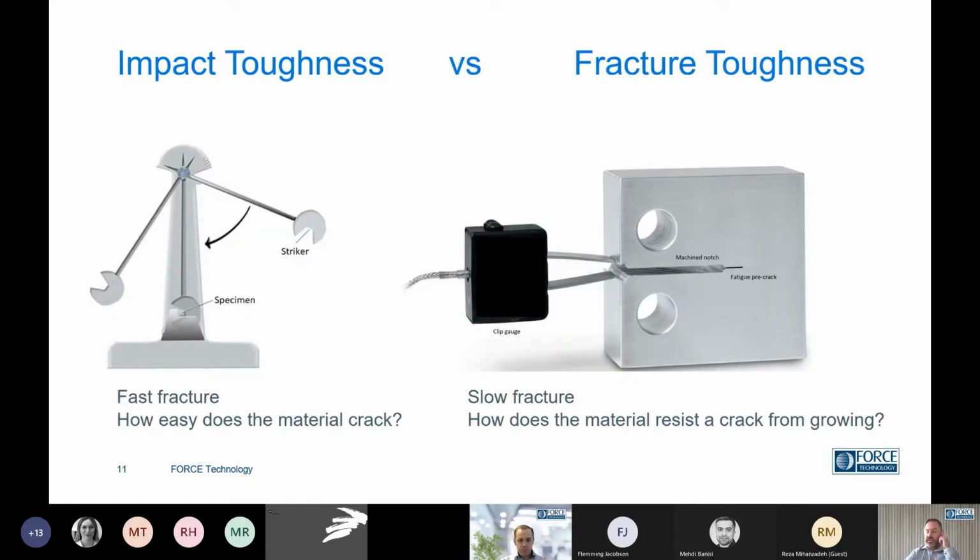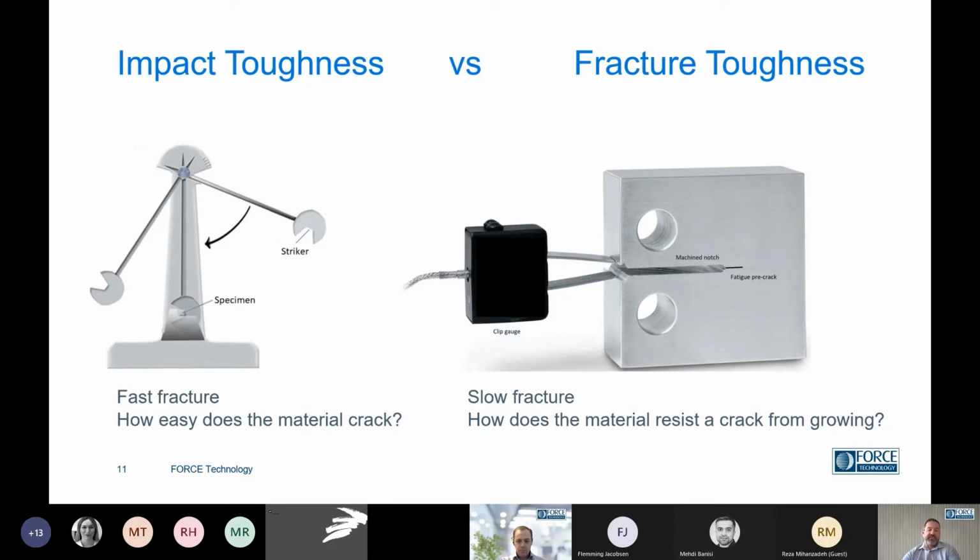Okay, so that was easy, but now I also have to separate impact toughness from fracture toughness, and they are not the same thing. Impact toughness gives us a fast fracture and gives us a quick general assessment. But if we want to evaluate a material's fracture toughness, we need to go a bit deeper. We need a lot more work. And the example here shows a typical setup for fracture toughness. If we look on the right-hand side, the specimen will be pulled apart.